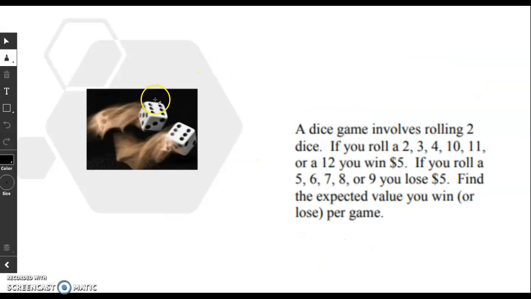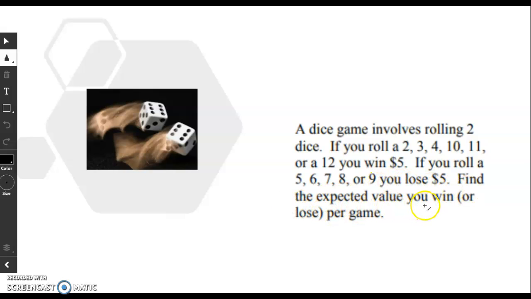I'm just being funny. All right, so the next one, it says a dice game involves rolling 2 dice. If you roll a 2, 3, 4, 10, 11, or 12, you win $5. If you roll a 5, 6, 7, 8, or 9, you lose $5.